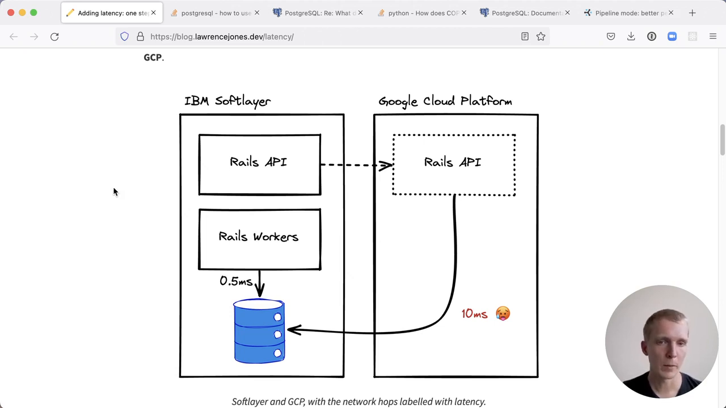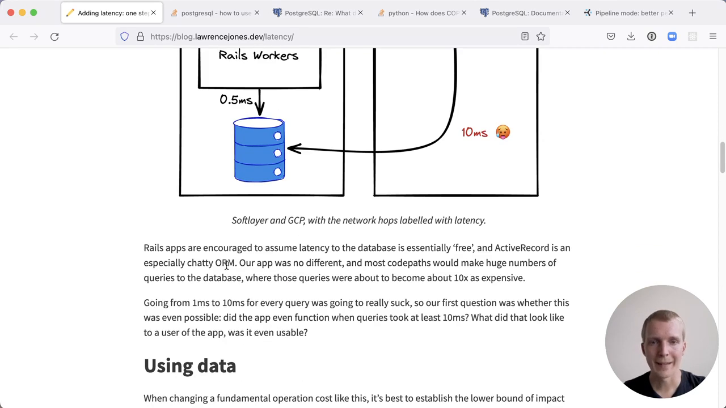This is really a problem with what Lawrence calls a chatty application, or Ruby on Rails in this particular case, likes to treat the database as if it can just make function calls, like the database is just sitting next to it, being able to answer questions at any time. They were trying to determine how can they support a higher latency, at least for some time.